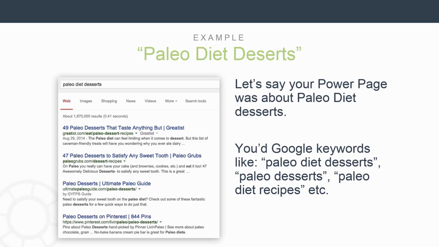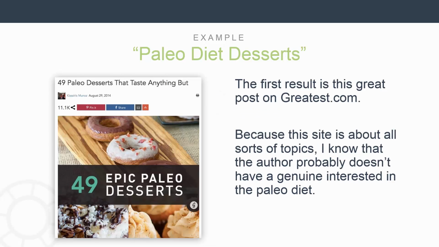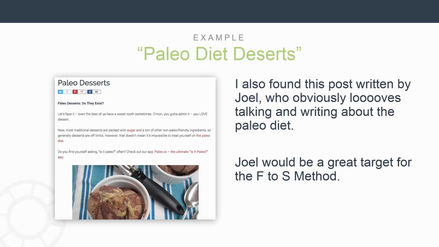So for example, let's say that your Power Page was about paleo diet desserts. You Google keywords like paleo diet desserts, etc. Now, in this example, the first result in this post is from greatest.com. And because the site is about all sorts of topics, I know that this author probably doesn't have a genuine interest in the paleo diet. They wouldn't be a good match. On the other hand, I found this post written by Joel, who loves talking and writing about the paleo diet, and he would be a great target for the F to S method.